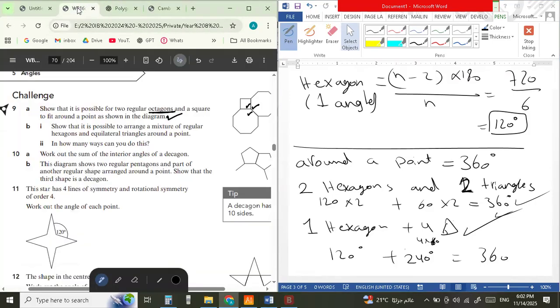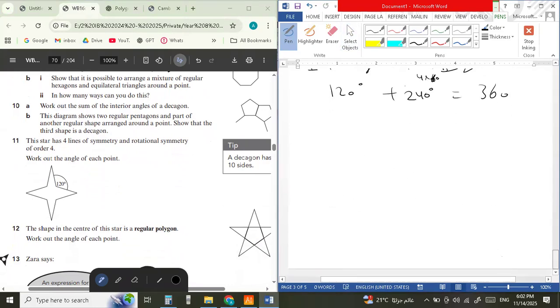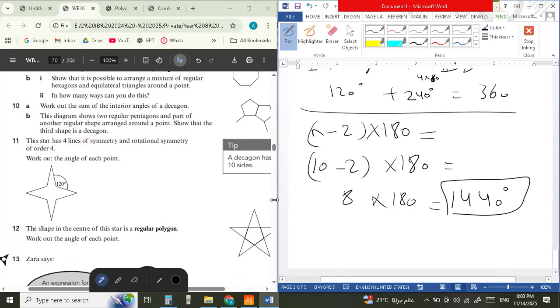All right, next. Question 10 says: work out the sum of the interior angles of a decagon. The rule: n minus 2 multiplied by 180 degrees gives the sum of the interior angles of any polygon. A decagon has 10 sides, so following the rule, it is 8 times 180 degrees, which gives exactly 1,440 degrees. This is the sum of the interior angles of a decagon.